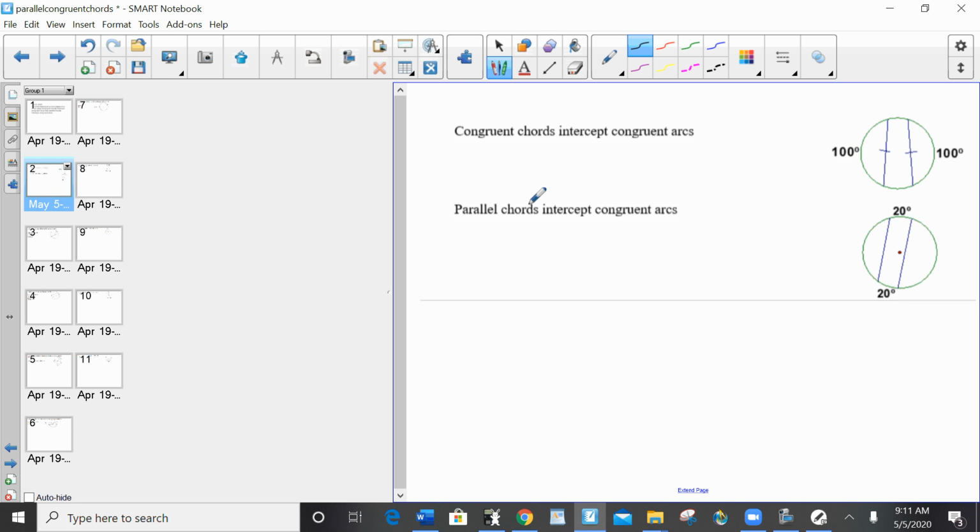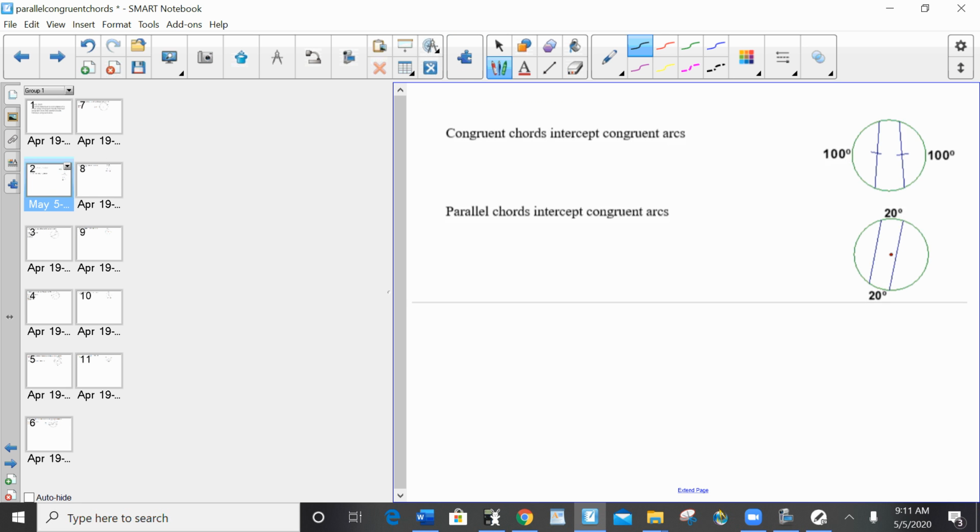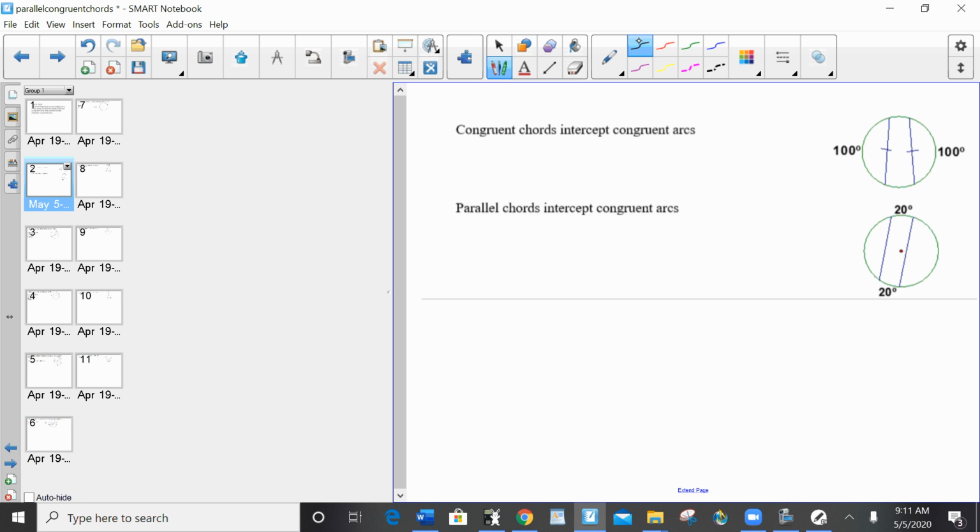Congruent chords intercept congruent arcs. So basically, if these chords, remember a chord, we didn't talk about what a chord is. So a chord is just a line segment inside of a circle that goes from one point to the other. So if these chords here are congruent, then the arcs they intercept are also congruent. Again, chords are just line segments that are inside of a circle.